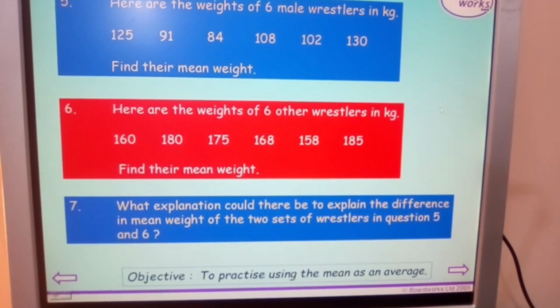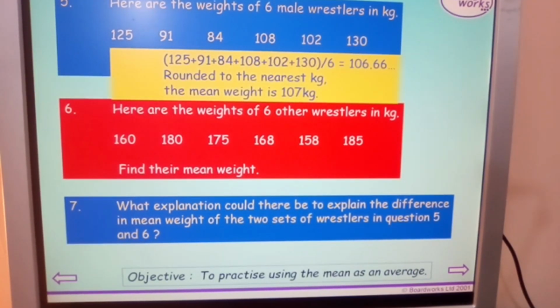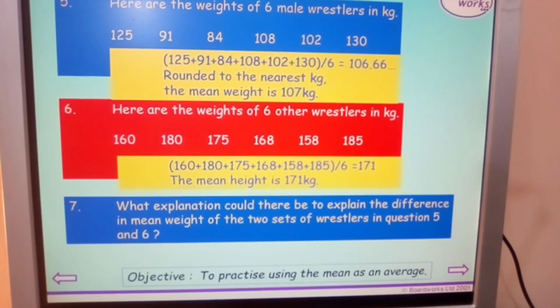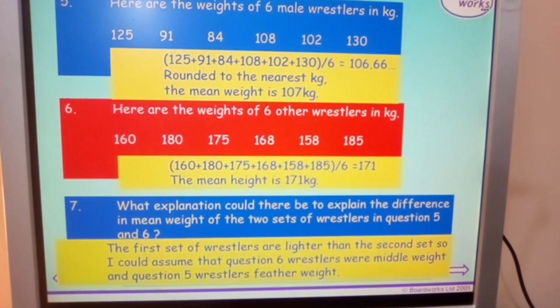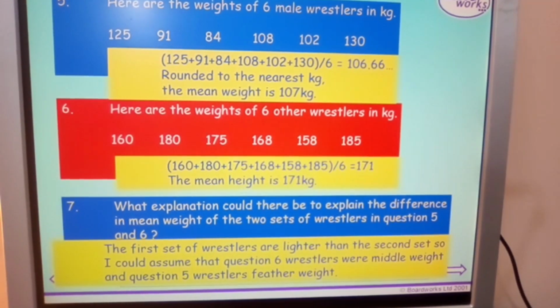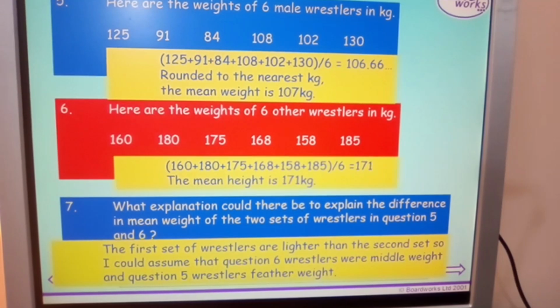All right, here we go. 107 kilograms. 171 kilograms. And the first set of wrestlers are lighter than the second set, so I could assume that question 6 wrestlers were middleweight and question 5 wrestlers featherweight.